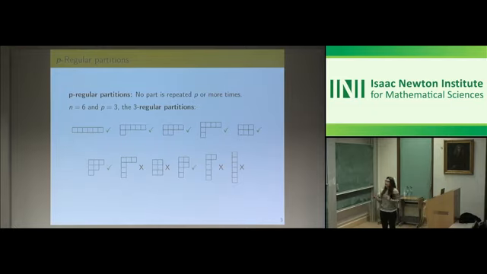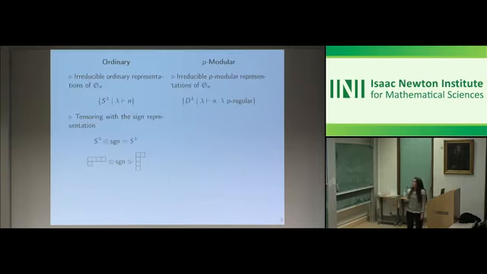Here are all the partitions of 6, and I checked the ones that are p-regular for p equals 3. For example, this partition has the part 2 repeated 3 times, so it's not 3-regular. All right. These modules in characteristic 0 are explicit and well defined, and we know the dimensions, we know everything. In the modular case, it is not that clear. This labeling is not as natural as in the characteristic 0 case.